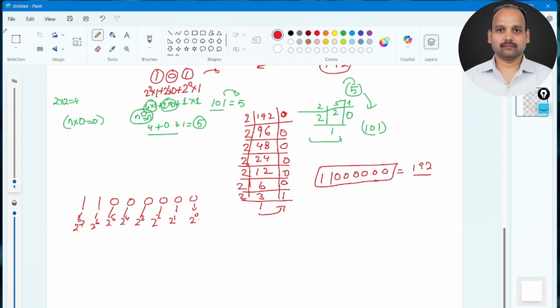I need to multiply with the value. If you see here, the value is 0, so multiply by 0. This value is 0, so multiply by 0. This value is 0, multiply by 0. This value is 0, so multiply by 0. This value is 0, so multiply by 0. This value is 1, so multiply by 1. And this value is 1, so multiply by 1.